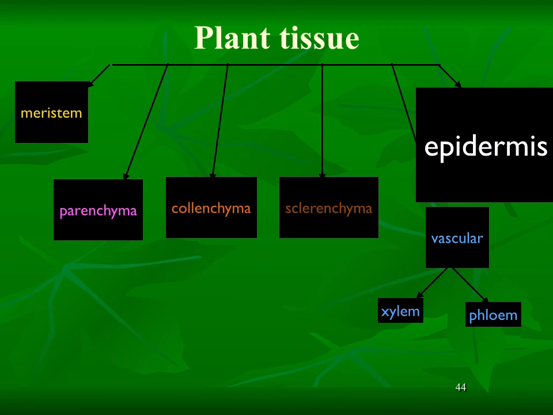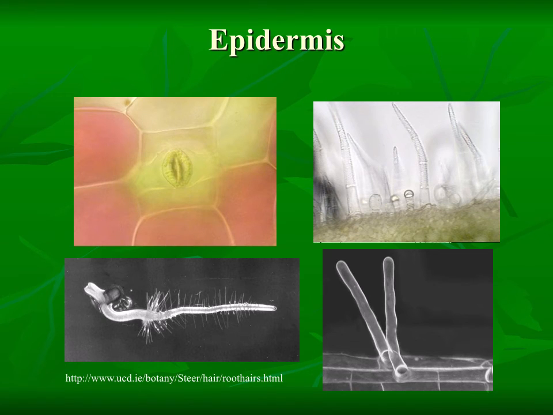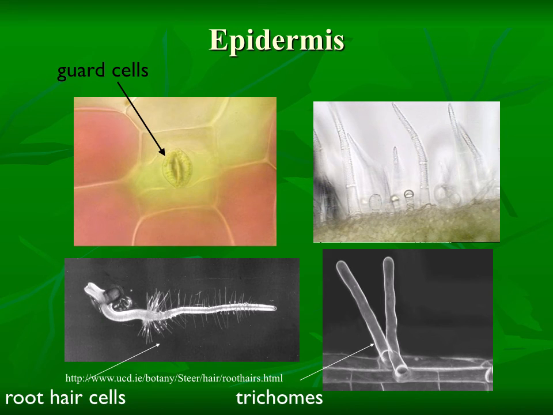Okay, let's move on to the epidermis. All structures are covered with a thin layer of cells called epidermal cells. Notice the thin walls and how the cells are packed together with no air spaces between them. You'll also see the nuclei. Now the epidermis can be modified to form guard cells which surround a stoma, trichomes which might be glandular. These might secrete a scent or they might secrete poisons to stop animals from eating the plants. And then you've got the root hair cells.